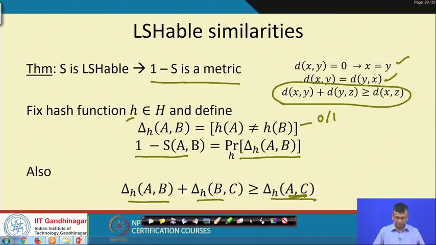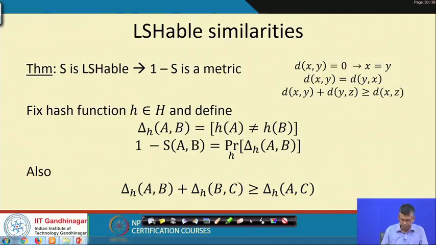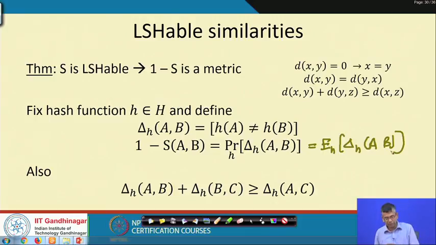But if that is the case, then just plugging in the expectations, plugging in the fact that this is also equal to the expectation of H delta H A B, right. We take the expectation of the left hand side and the right hand side, and then we immediately get that 1 minus S has to be a metric. Okay.